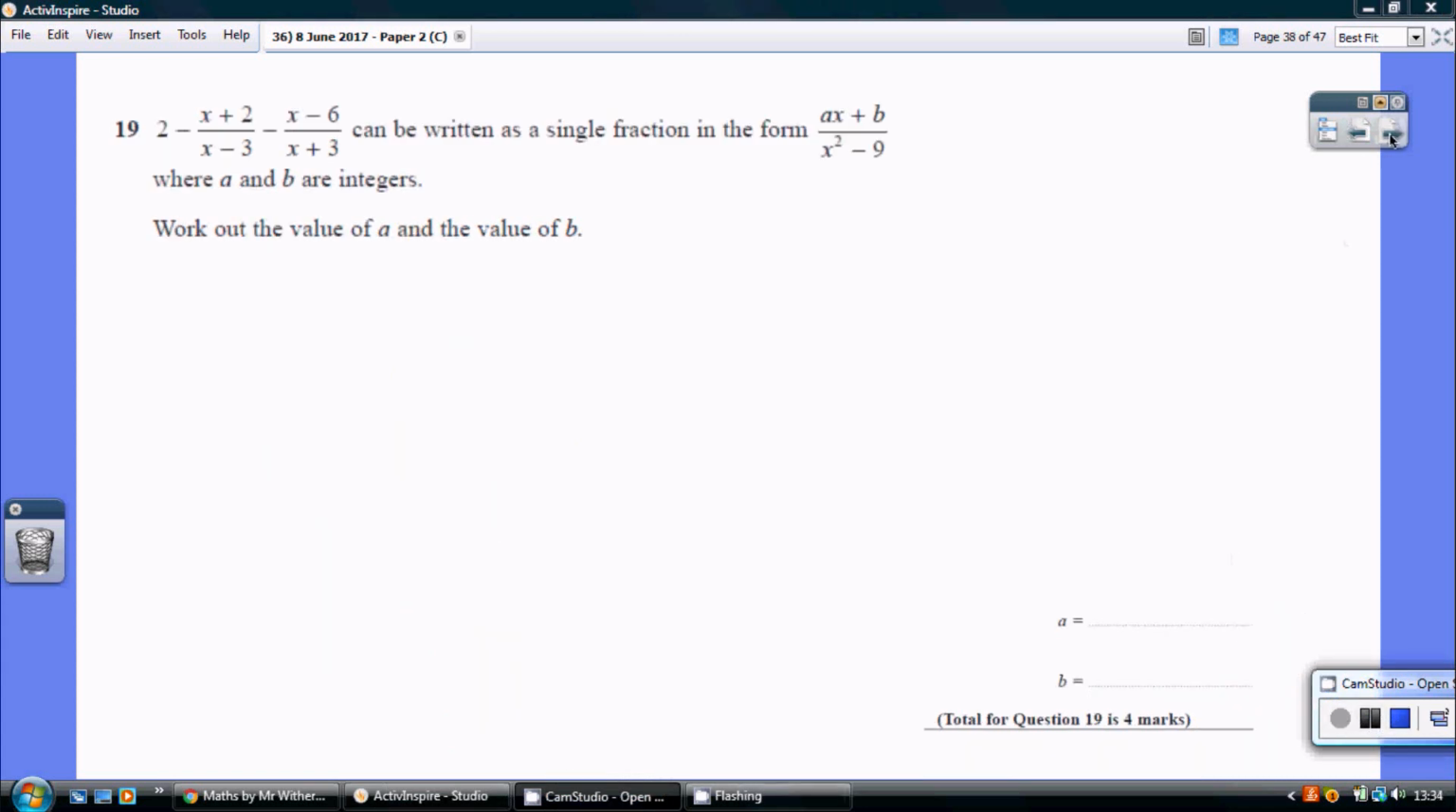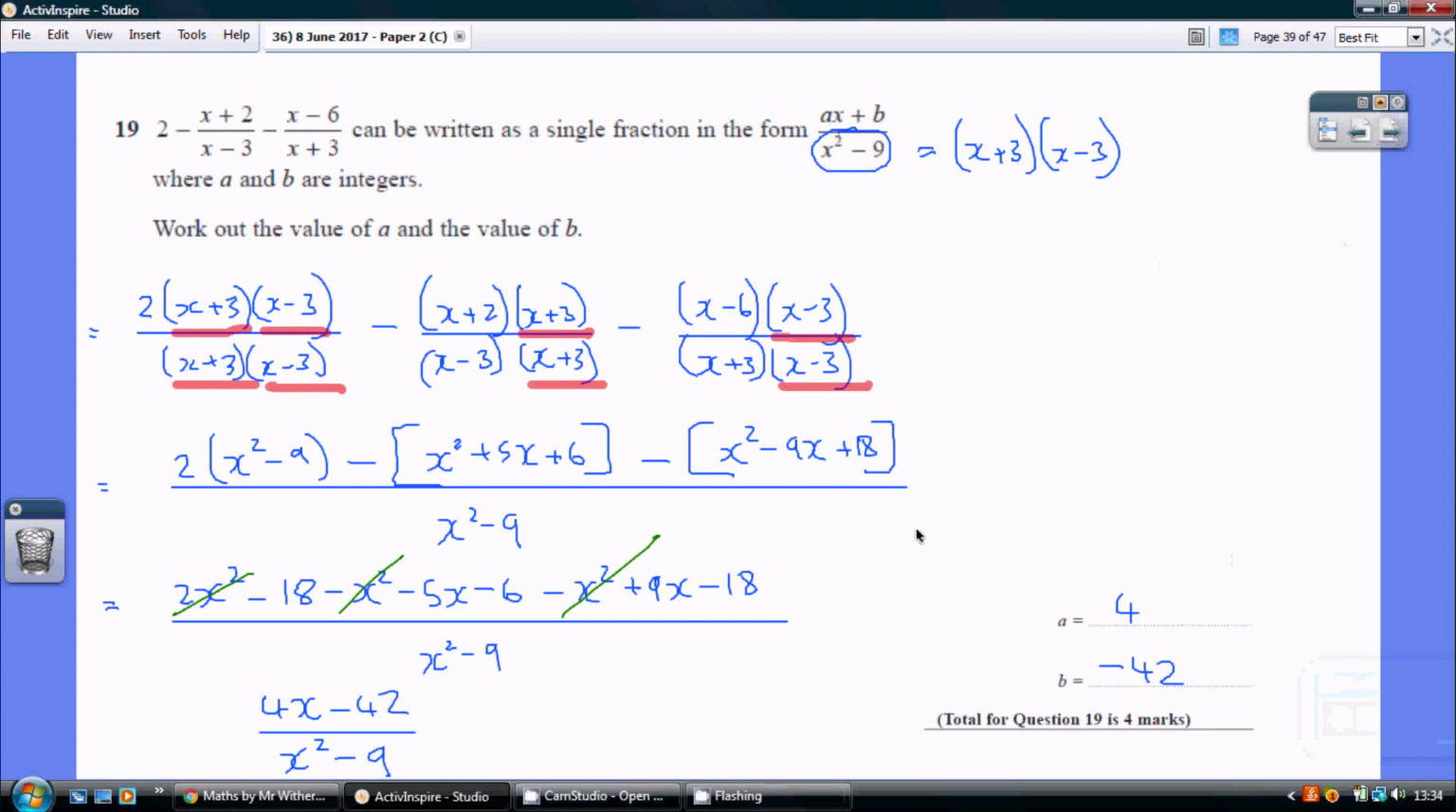Question 19. Now, in order to subtract fractions, we're going to need to have a common denominator throughout. So our common denominator is going to be x plus 3, x minus 3. So with this first term here, which is 2, in order to have a denominator of x plus 3, x minus 3, I have to times top and bottom by x plus 3, x minus 3.